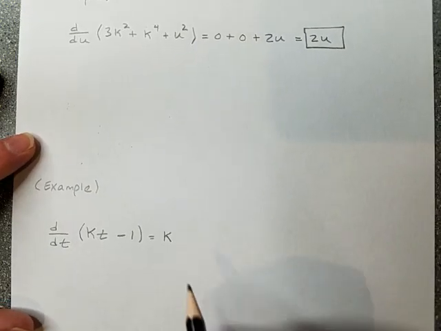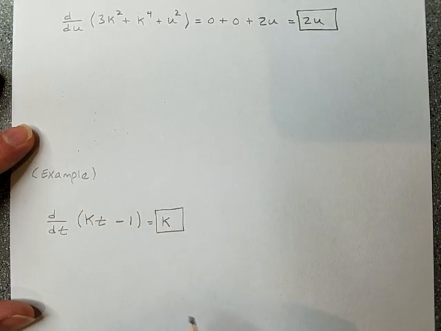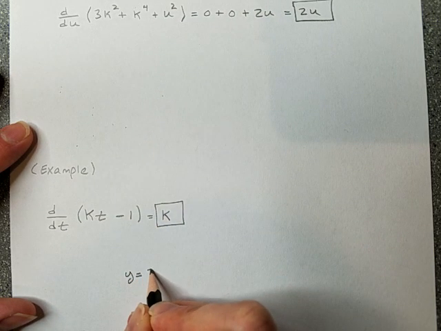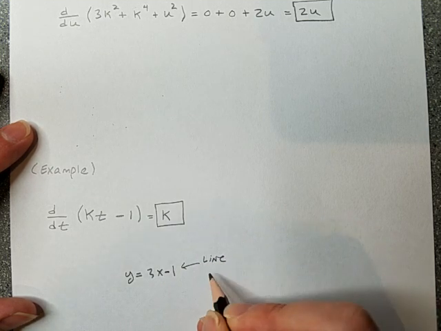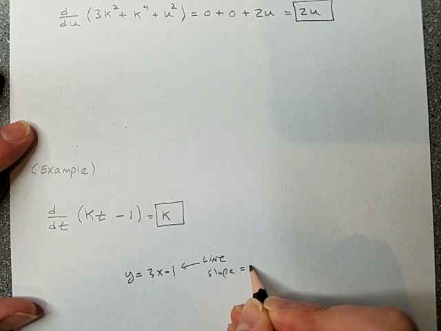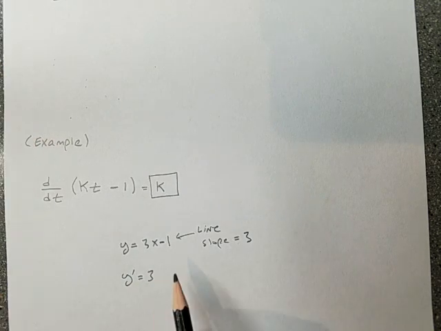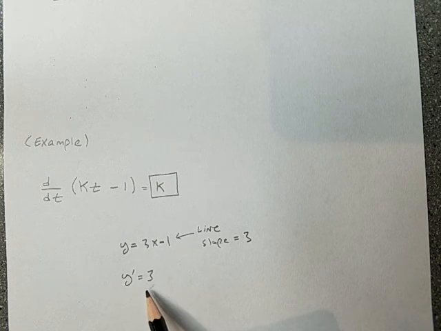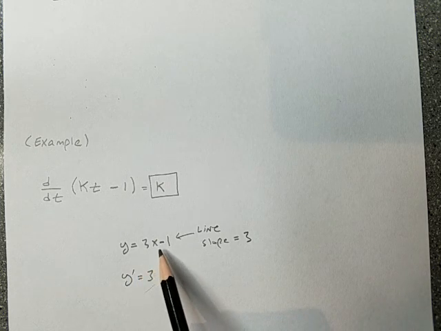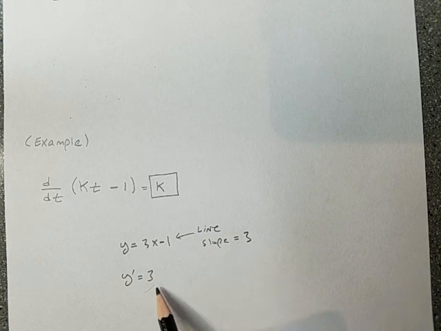And that goes back to our rules. Why is that? Well, for example, y is 3x minus 1. That is a line that has a slope equal to 3. Therefore, y prime is 3. That's normally how I explain that one. The derivative, one thing it can tell you is the slope of a curve. The curve y is 3x minus 1 is actually a line that has a slope of 3 everywhere. So y prime is just 3.